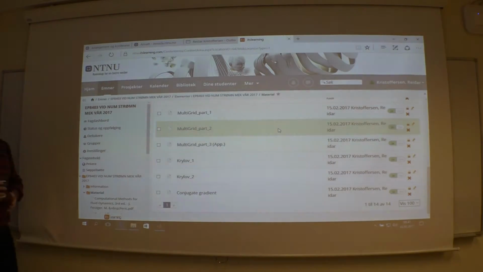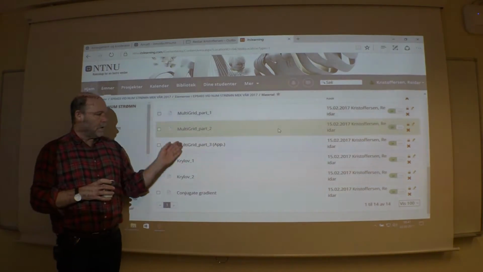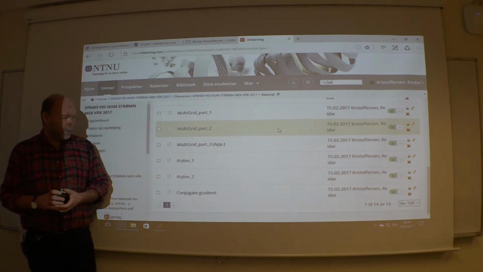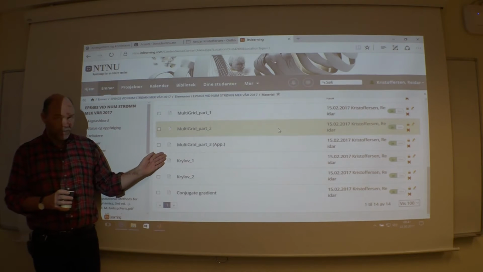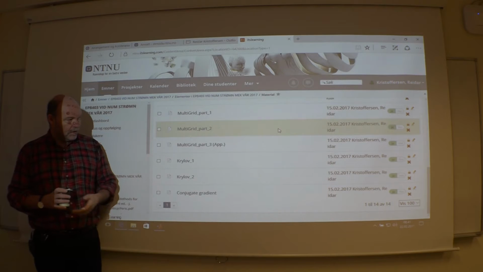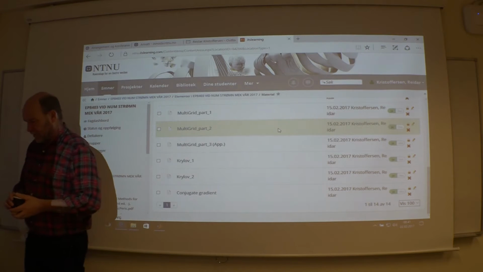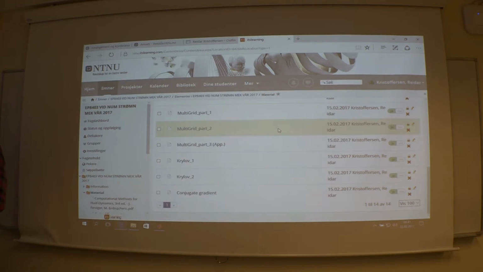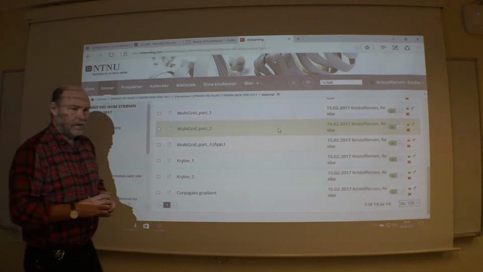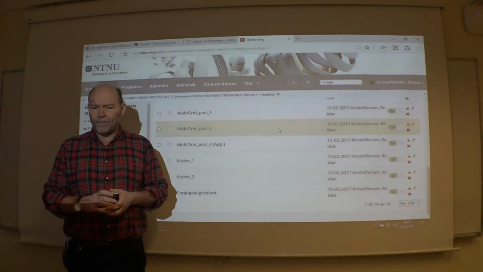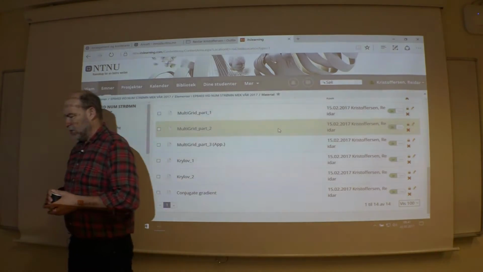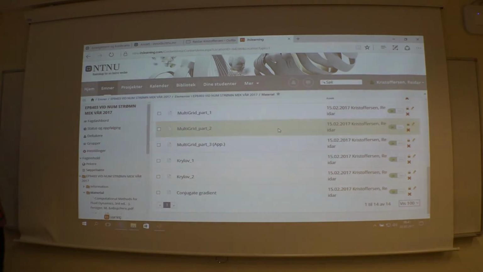Last time we finished with multigrid. So the topic today, within fast solvers, is Krylov methods, conjugate gradient. And tomorrow we will start with finite volume unstructured mesh systems. I'll put out some more material for you, so you can have something to prepare if you like.